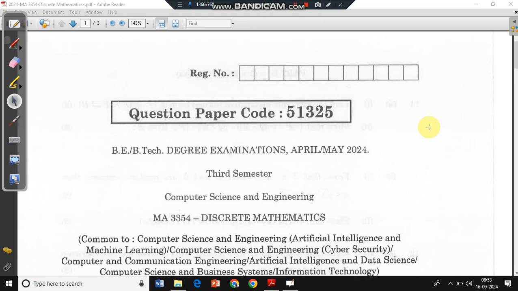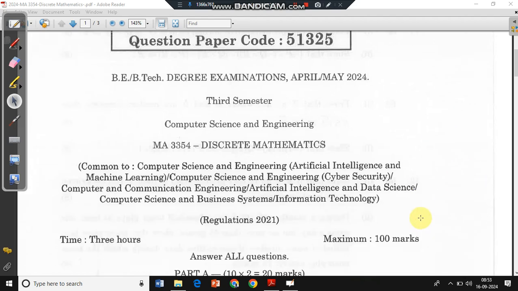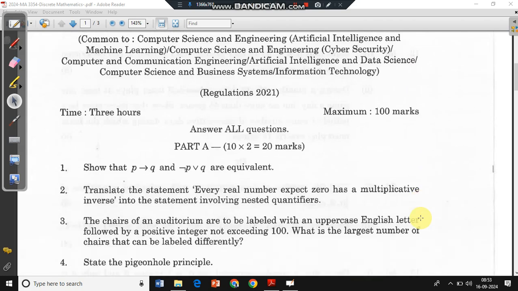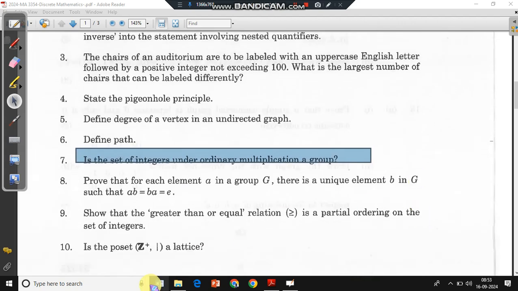Welcome students. In today's discussion, we are going to take this university question. This is from Anna University, and in the year 2024, just last year, in April-May, this question was taken by Anna University and distributed to the students for answering. Now I am interested in discrete mathematics, that too in unit number 4.